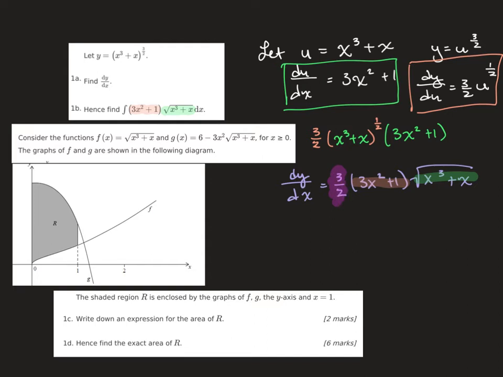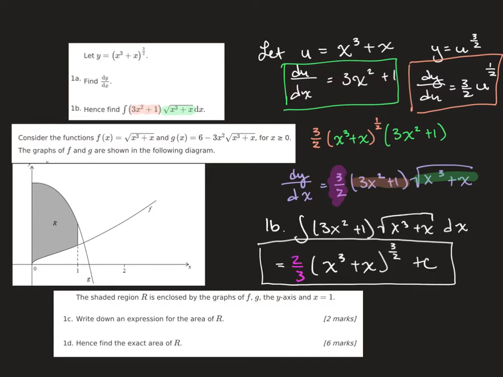So for 1b, the antiderivative is going to be that. This 2/3 being the factor that would negate that 3 halves. And again, when they use the word hence, they're saying, look back, there's a reason we made you do the first part.